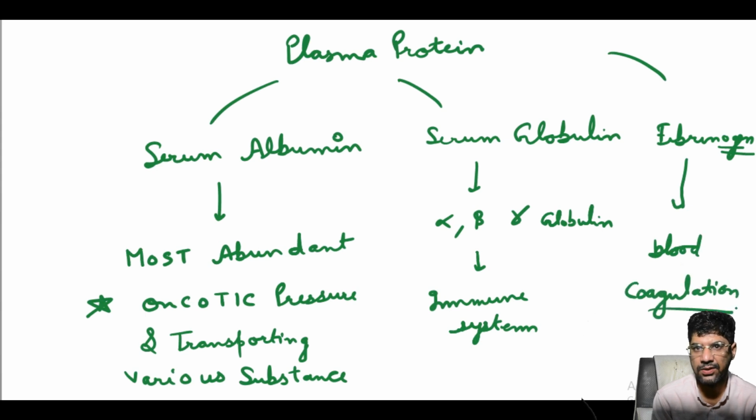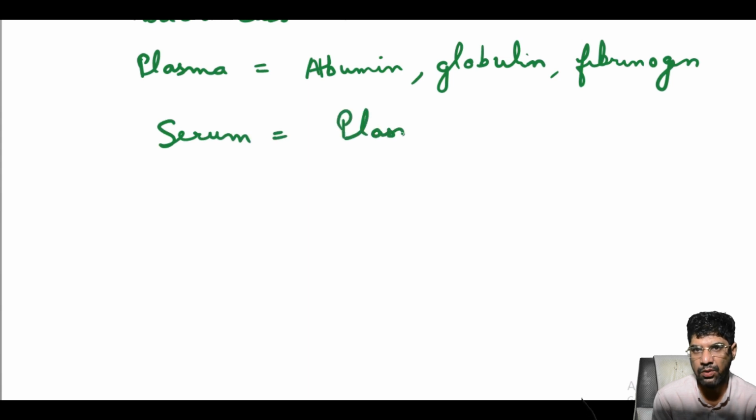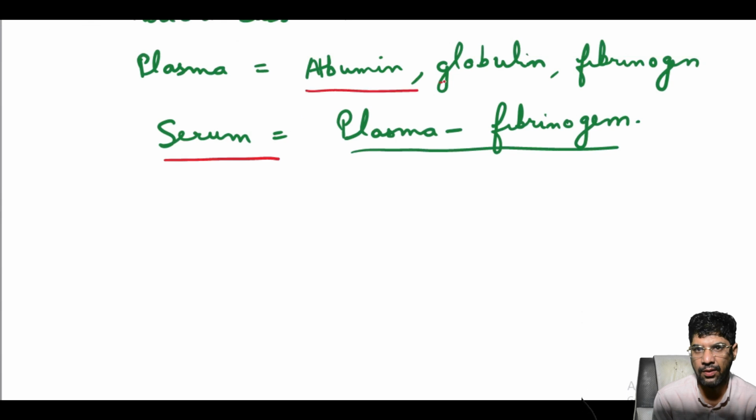The third is fibrinogen. Fibrinogen is a key protein that is involved in blood coagulation. We know that the plasma contains albumin, globulin and fibrinogen. Serum is defined as plasma without fibrinogen. So it contains albumin and globulin, because fibrinogen is converted to fibrin during clotting.